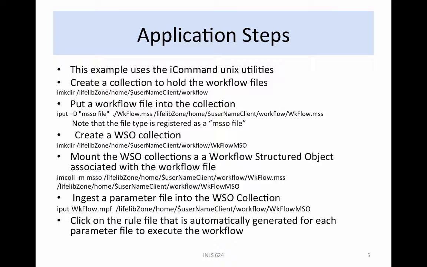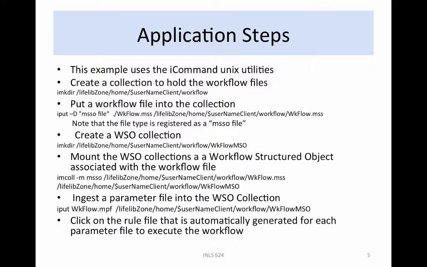Put a workflow file that has an extension .mss into the collection. iput -D msso file workflow.mss /$rodzone client /home $username client /workflow wkflow.mss. To tell the data grid that this will be a special workflow file, we have to include a data type for the file called msso file. We copy the file from the local directory on the laptop and put the file into the data grid workflow collection. Note that the $rodzone client and $username client should be replaced by your lifelib zone and your account name.